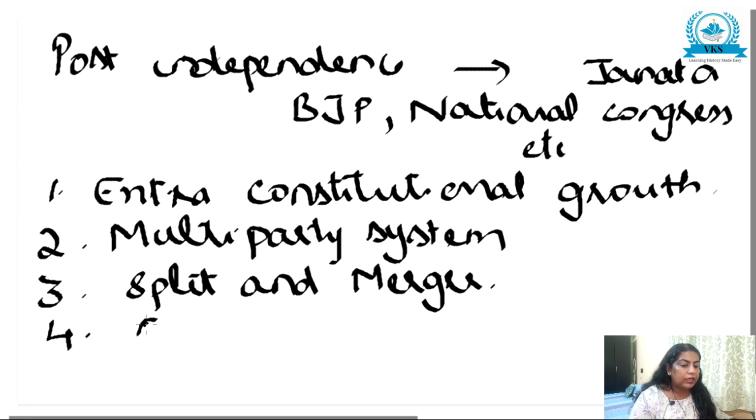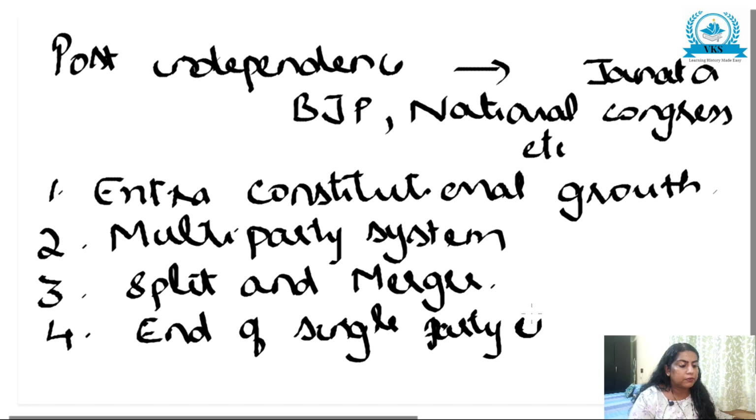Next one, the end of the single party era. Because we have a multi-party system, we see the end of the single party era. India was under Congress rule till 1977, and later small parties were forced to unite and fight against the Congress and capture power. This put an end to the single party era. So that was another feature.